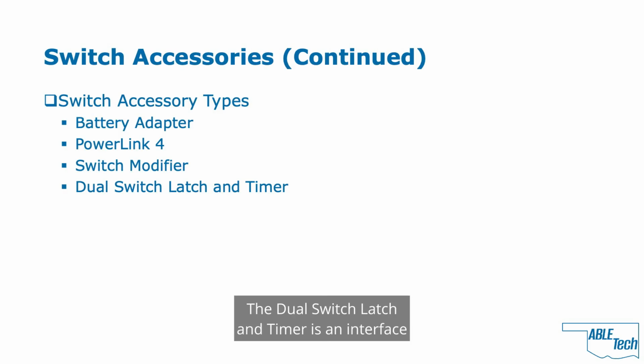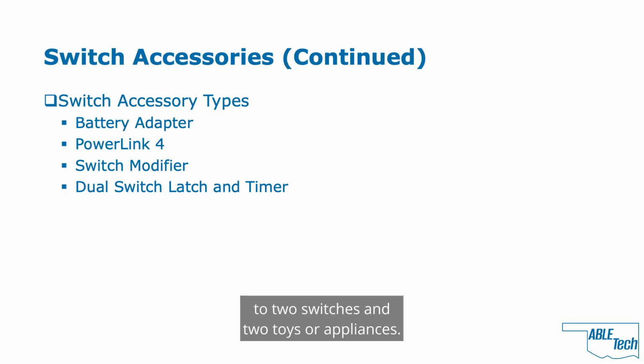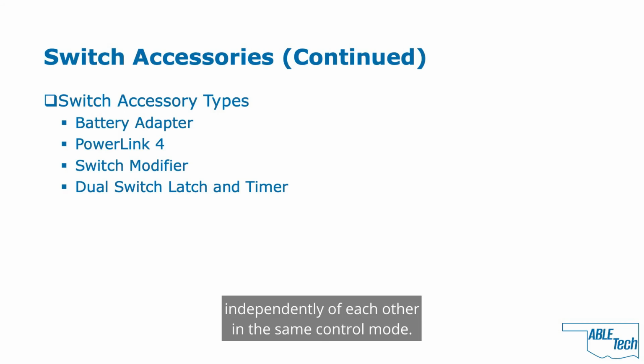The dual switch, latch, and timer is an interface that can be used with any pre-adapted device or used with a battery adapter to create an adaptive toy or appliance. The dual switch, latch, and timer connect to two switches and two toys or appliances. The dual switches will operate the corresponding toy or appliance independently of each other in the same control mode.